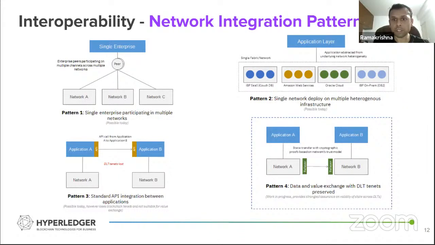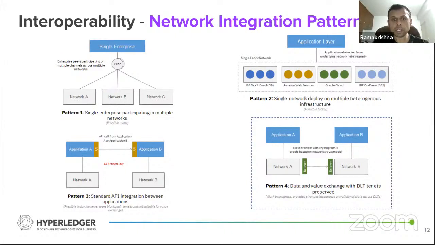Another view is going in a different direction. Look at pattern two. You want any blockchain or DLT network to be able to run on heterogeneous environments. If you have a peer network, it should not matter if some peers run on IBM SaaS, others on AWS, others on Oracle Cloud, and some on-prem within your enterprise. So you want the blockchain or the DLT software to maintain a consensus over peers regardless of what hardware and what cloud they're running on. That's another view of interoperability, a very valid view. That's also not what we are aiming for.